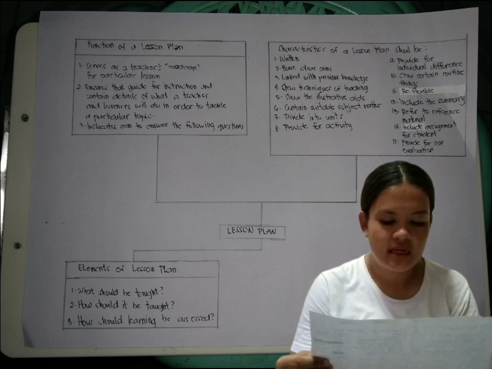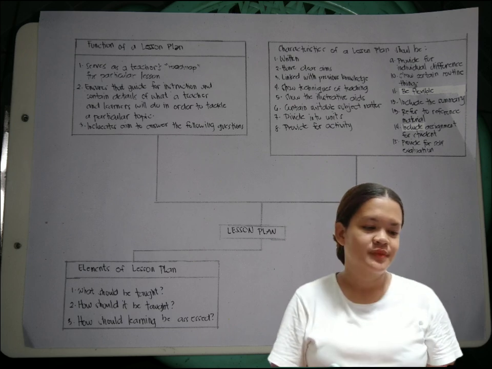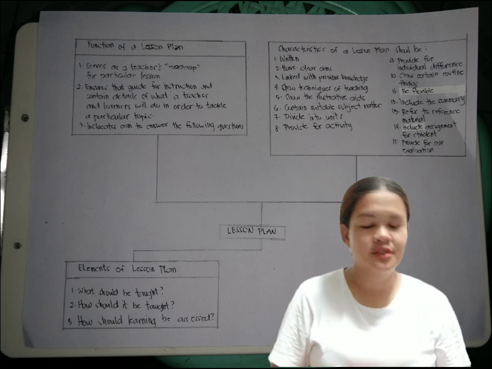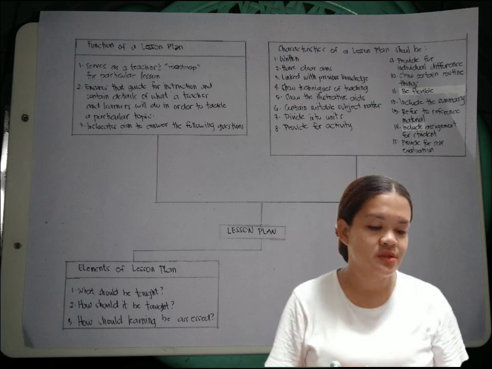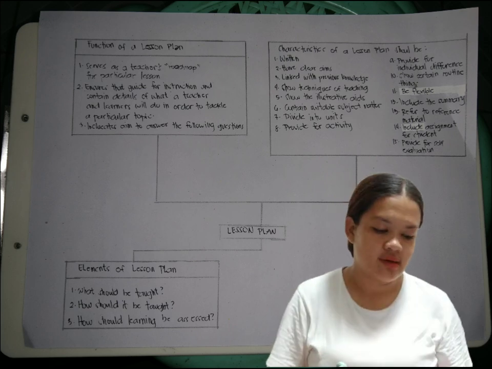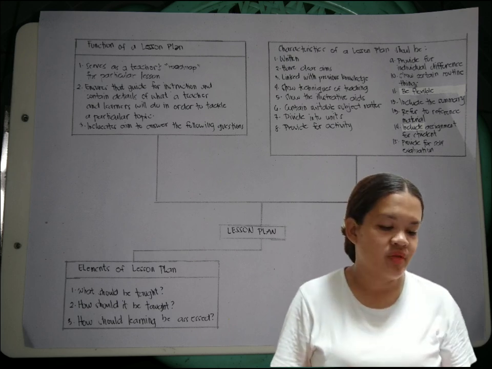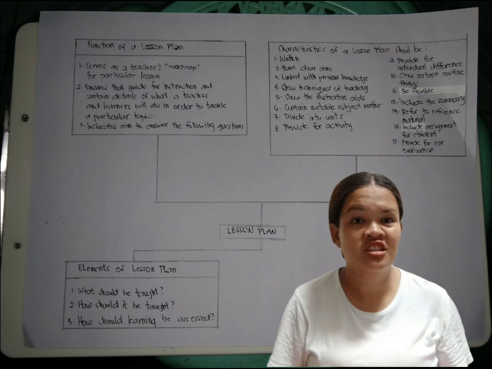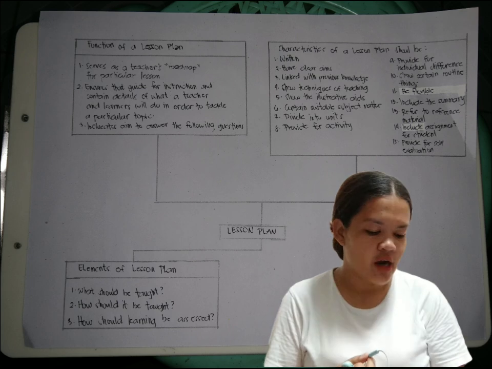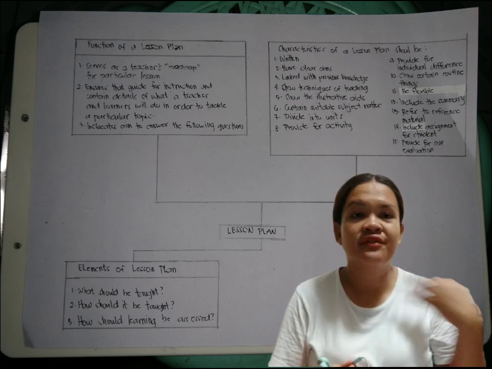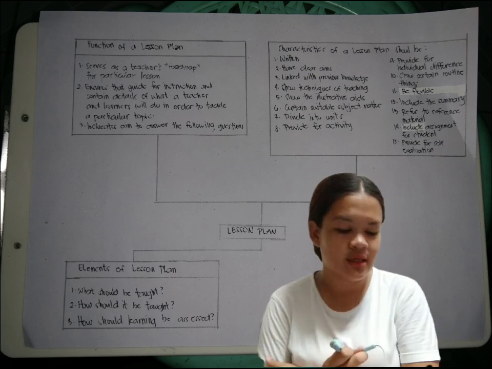Next are the elements of a lesson plan. What should be taught? The teacher will find ways or strategies to teach the pupils the essential knowledge that the students need to learn, and the performance standards, or the abilities and skills learners need to show that they have learned the lesson that the teacher discussed. Then the learning competencies are needed to demonstrate in every lesson. Next is how should it be taught?